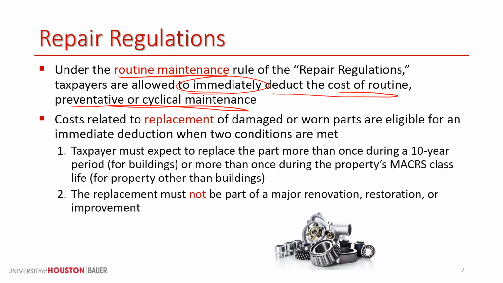Now, there are two conditions with respect to replacement. So if I've got parts that are damaged or worn, there are two requirements in order for me to get an immediate deduction. The first one deals with how frequently I'm going to have to make this repair or replacement. So if I have to replace the part more than once during a 10-year period for a building, let's assume I have an elevator that seems to wear out every 9 years.